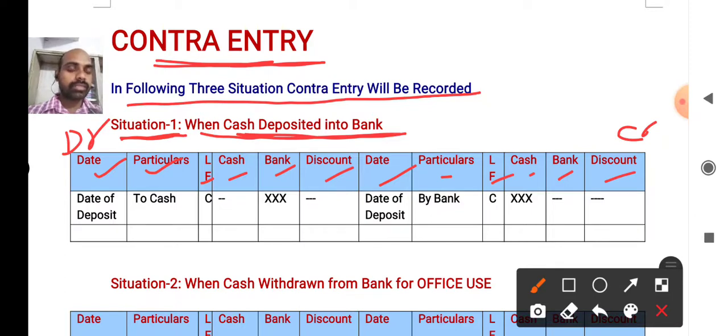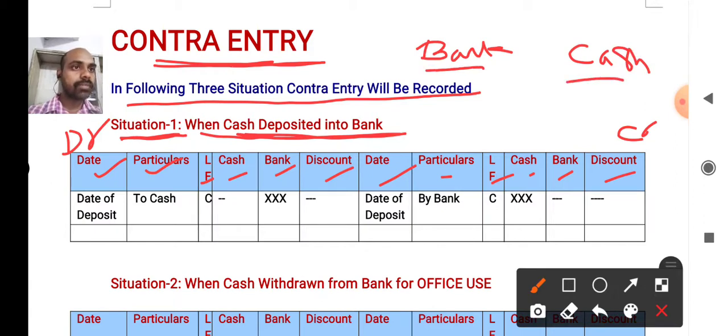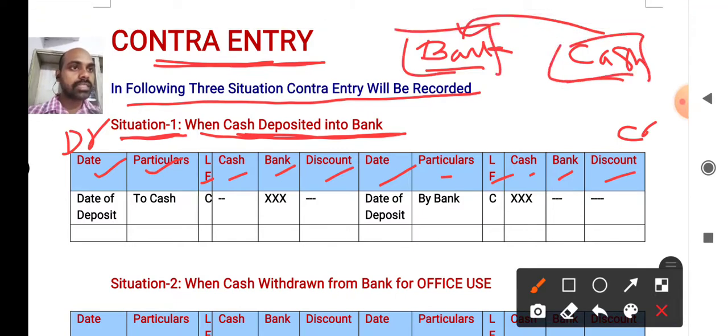Just think, when cash is deposited into the bank, what is happening? Where is the money coming? Money is coming to the bank. From where is it coming? From cash. So you write bank here, cash here, and put an arrow mark like this. This is the debit side, this is the credit side. Amount is coming where? Amount is coming in the bank column.